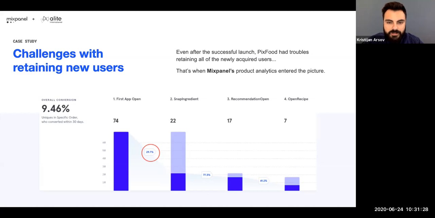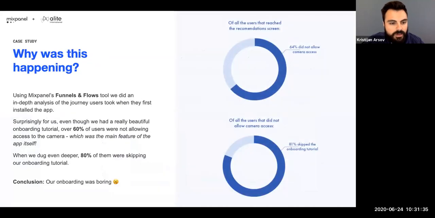So we decided to go even deeper in the data, and we started segmenting the users and analyzing their step-by-step journey with the product. And what was surprising for us is that of all of the users that passed that first step in the app, more than 60% were not allowing access to the camera, which was the main feature of the app itself. So obviously there was something wrong with it. And when we went to the next step, first we saw that of all of those users that did not allow access to the camera, more than 80% were skipping the onboarding tutorial.